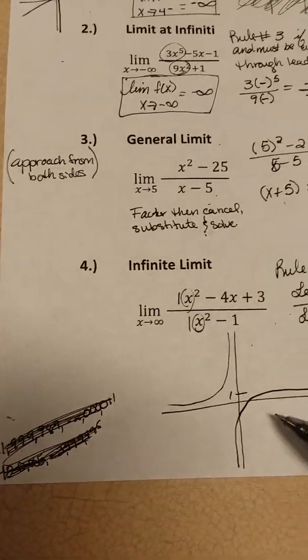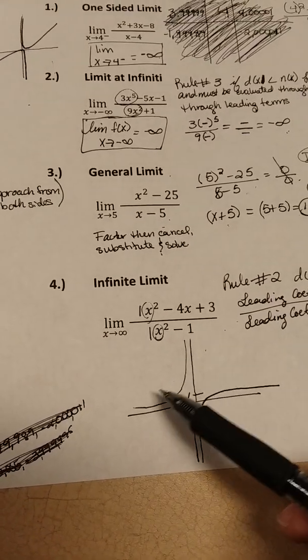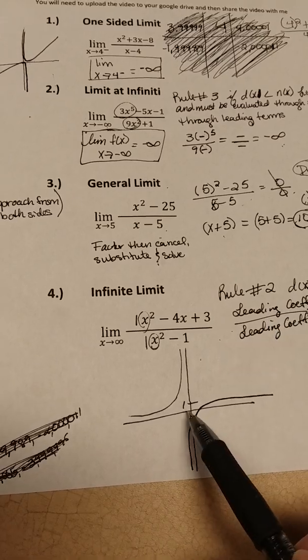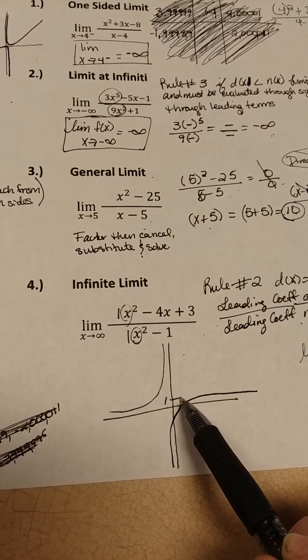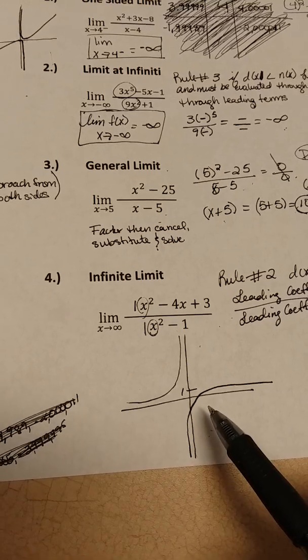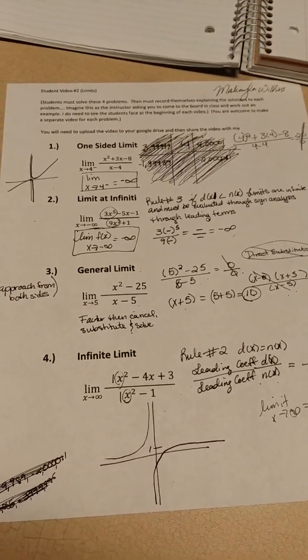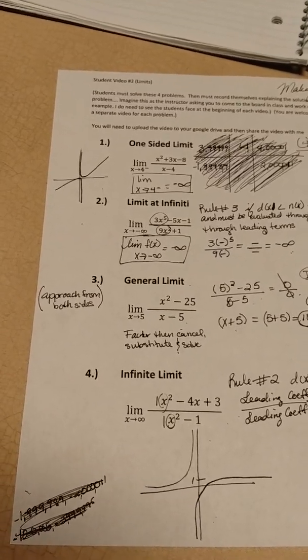I also graphed it here just so it made more sense to me. The limit from both sides is coming towards y equals 1. So there we go. I think that's just about it for everything.